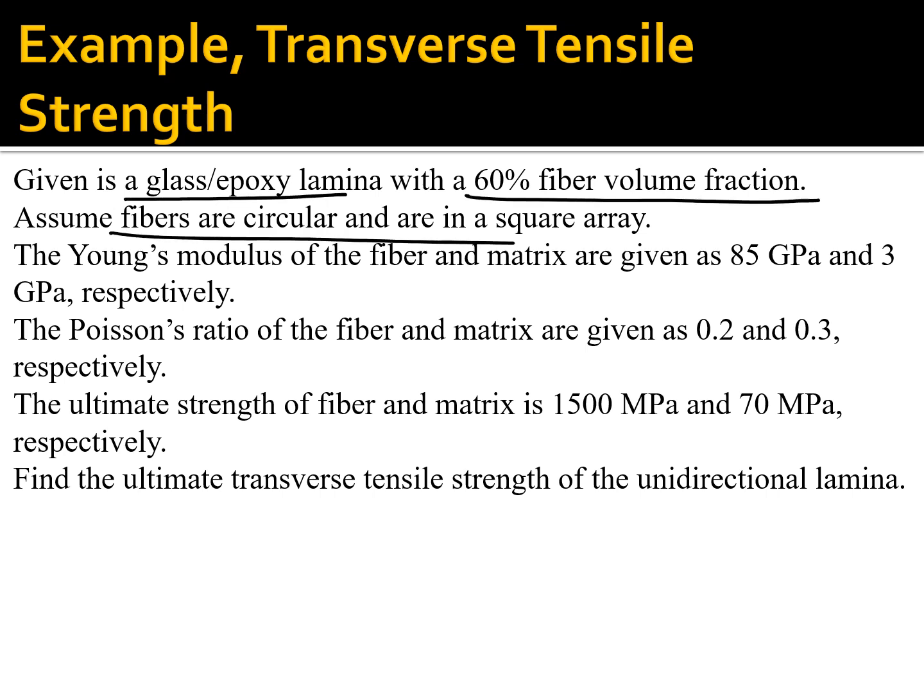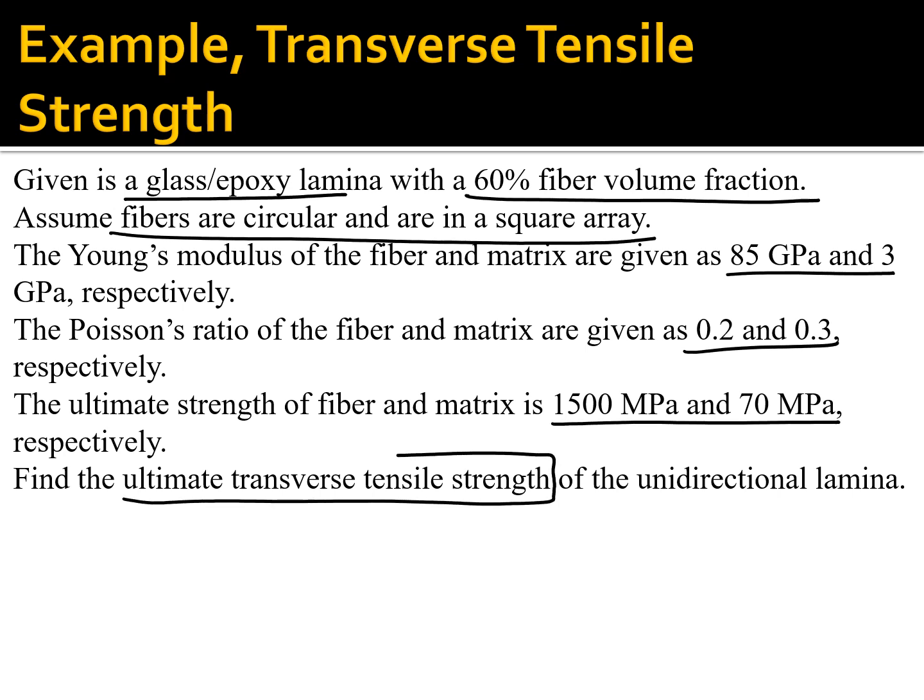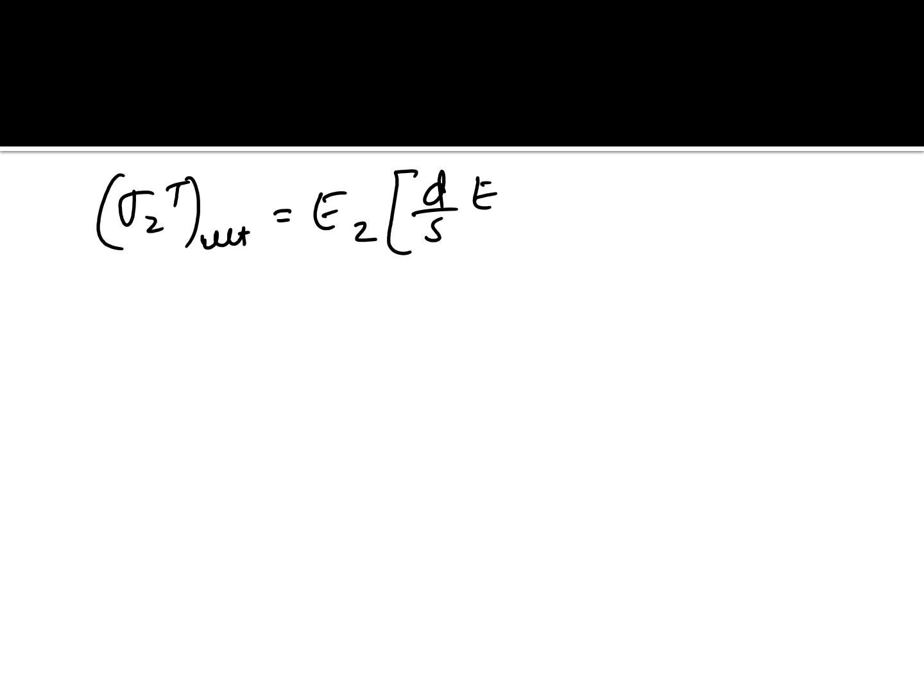We're given that the fibers are circular and in a square array. The Young's modulus of the fiber and the matrix are given. The Poisson's ratio of the fiber and the matrix are given. The ultimate strength of the fiber and the matrix is given. And we want to find the ultimate tensile strength of the unidirectional lamina. So all we have to do is apply the formula which we just derived. Let's write it again so that we know what we need to calculate. It's given by this formula here.